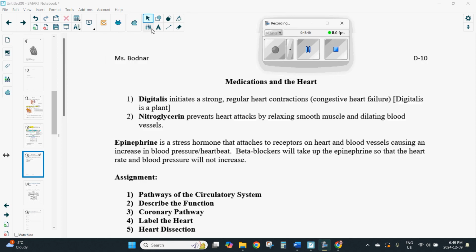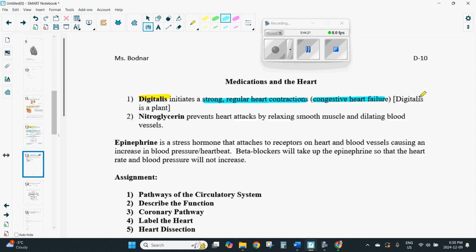So medications in the heart. Digitalis is one of the examples of a medication that is being used to initiate a strong and irregular heart rate or heart contraction. So digitalis is used if you have congestive heart failure. So something's wrong with your heart. Maybe there's arteriosclerosis within your coronary arteries and veins, which are again on the surface of the heart. Fun fact though, digitalis is actually derived from a plant.